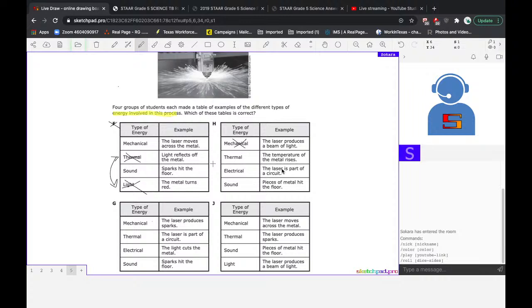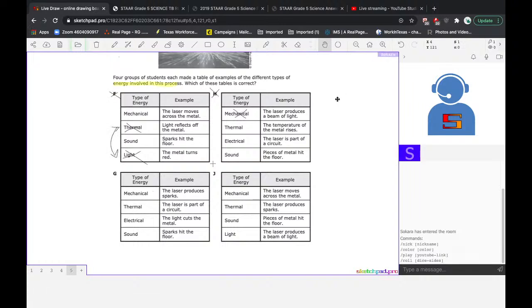So that's incorrect. It's saying the temperature of the metal rises. That's thermal energy. The laser is part of a circuit, that is electrical energy. Pieces of metal hit the floor, that is sound energy. But because of this first one, that's incorrect. This answer choice would be incorrect.